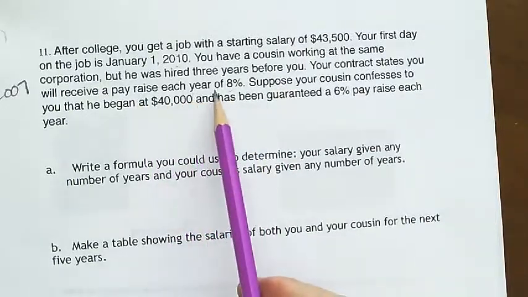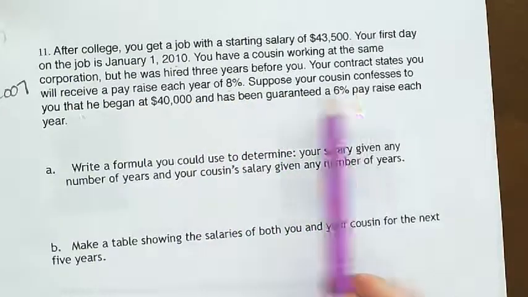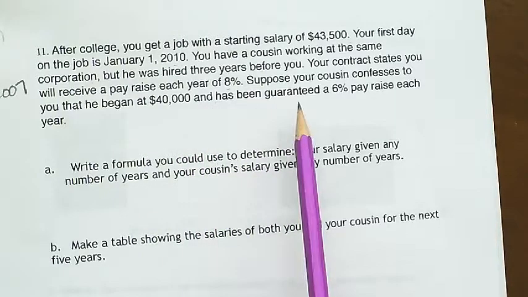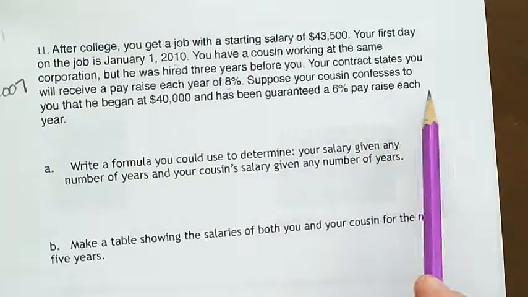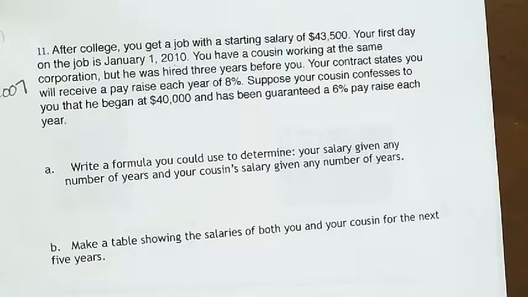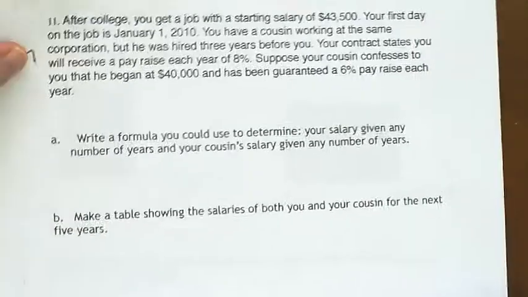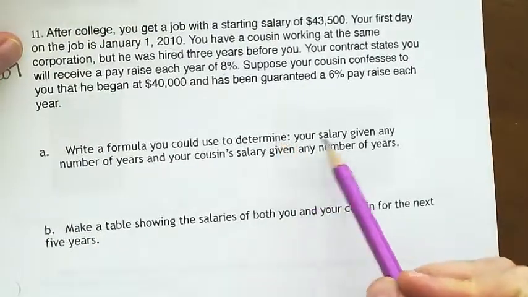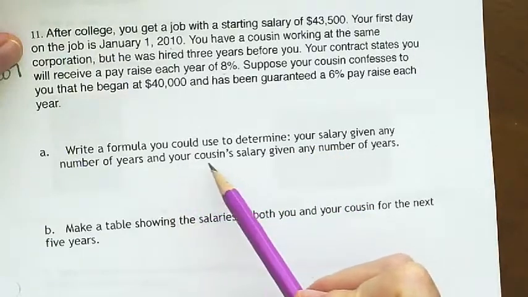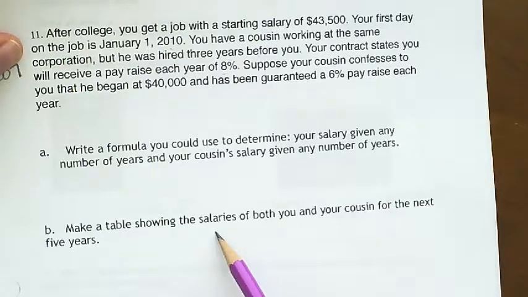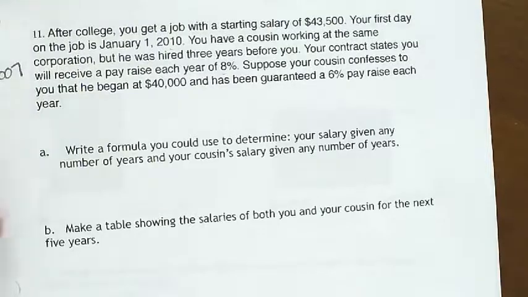Your contract states you're going to get a pay raise each year of 8%. Suppose your cousin confesses to you that he started at $40,000 and he's been guaranteed a 6% pay raise each year. I want to go back to 2007. It says write a formula that you could use to determine your salary given any number of years and your cousin's salary given any number of years. Make a table showing the salaries of both you and your cousin for the next 5 years.